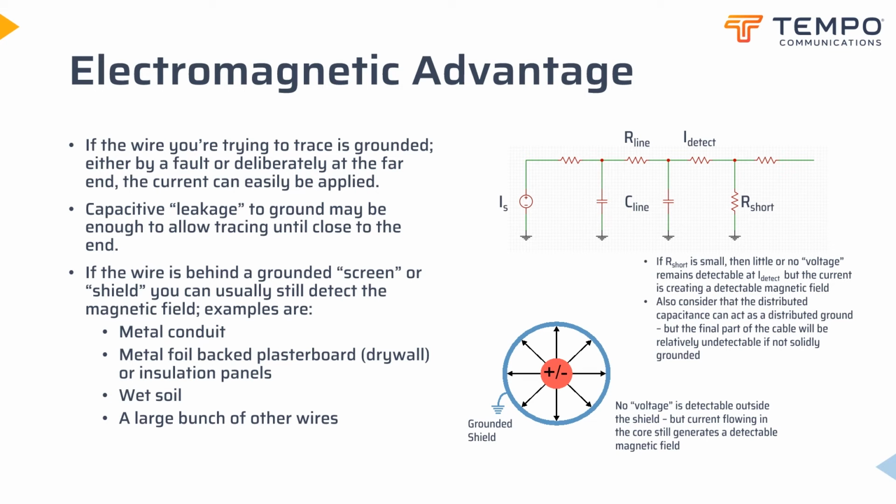Because we're utilizing the magnetic field to trace, normal, relatively thin electrostatic shields around wires or thinner cable ducts will not attenuate the magnetic field.